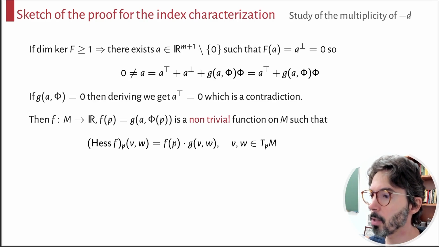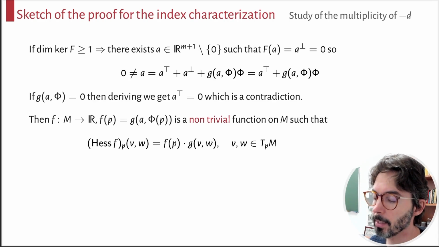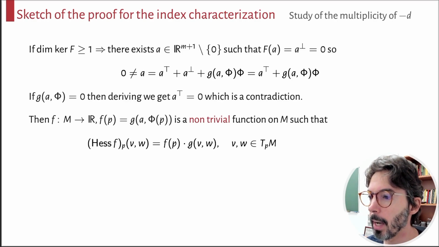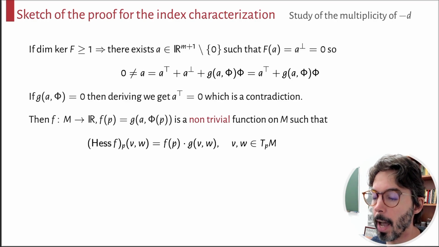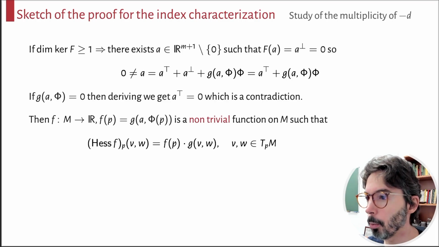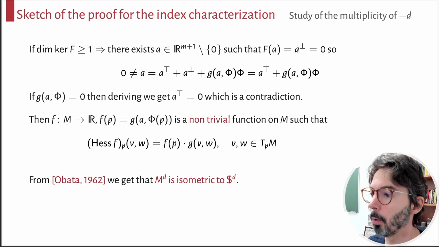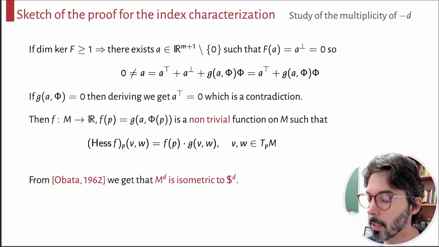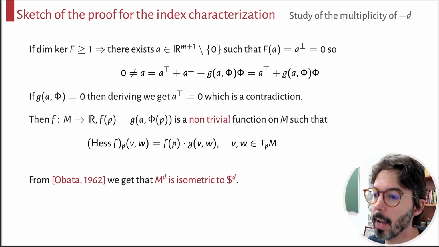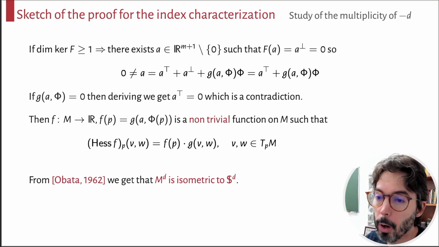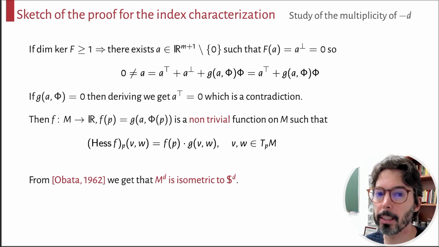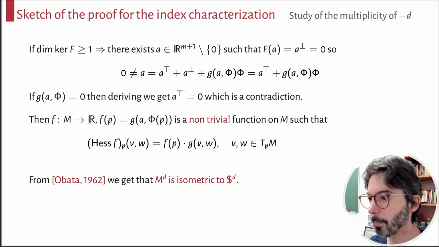Hence, the function f defining the scalar at each point of M as the scalar product of A times the position vector is a non-trivial function. And it is an easy computation to show that its Hessian is proportional to the metric. Okay? Then, thanks to a result from Obata in the 60s, we get that actually this characterizes spheres. So our manifold is actually isometric to a d-dimensional sphere.